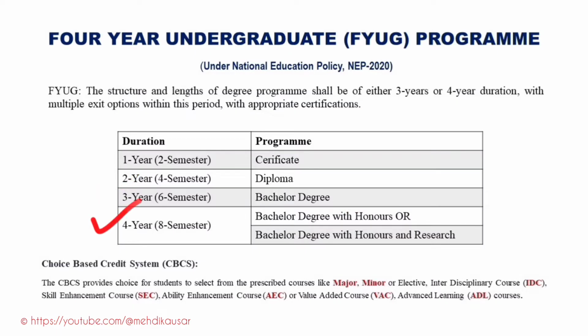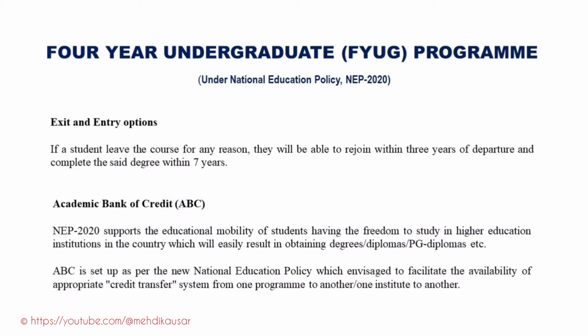But if the student completes the 4-year undergraduate program, he or she will have 2 options of bachelor degree. One is the bachelor degree with honors, and the second option is the bachelor degree with honors and research. A student who exits in between the program may again rejoin within 3 years of departure and complete the said degree within 7 years. The NEP 2020 supports the educational mobility of students, having the freedom to study in higher education institutions in the country, which will easily result in obtaining a degree, diploma or PG diploma, etc.